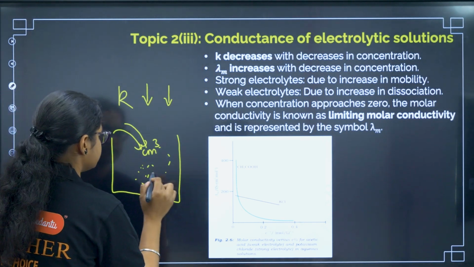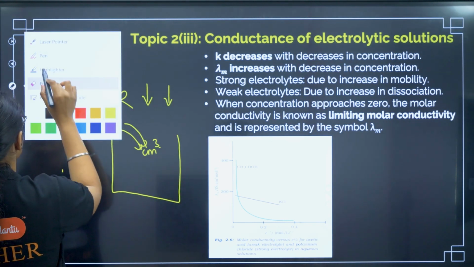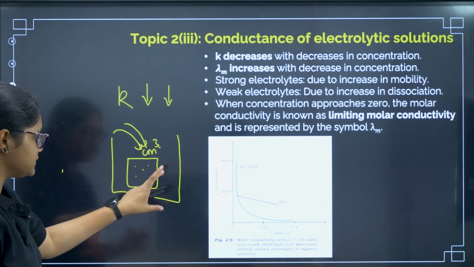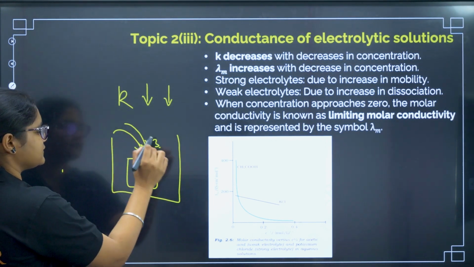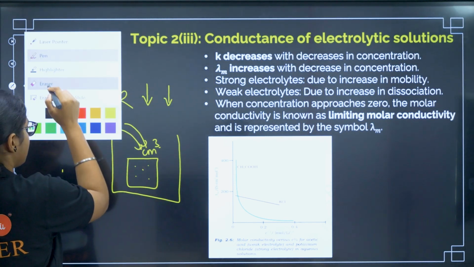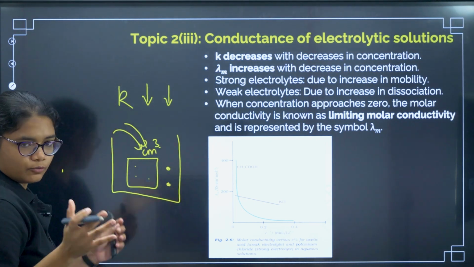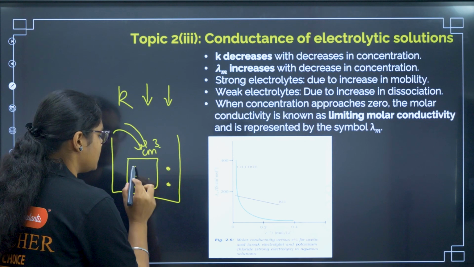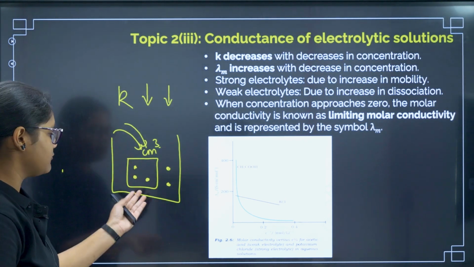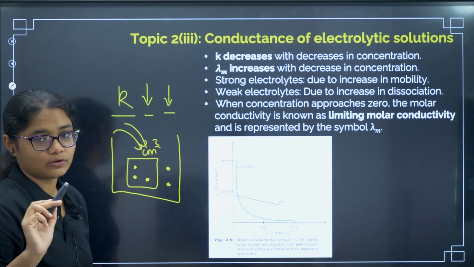So understand here, suppose we have this 1 centimeter cube area where 5 electrolytes were present. The conductivity was due to these 5 electrolytes. Now I added extra water. These ions will start flowing. And now what happened? We will have only 3 here, and 2 have gone out due to adding more water. So now in this 1 ml, how many ions are there? Only 3. So conductivity will decrease because the number of ions per unit volume has decreased. That is why conductivity decreases on decreasing concentration.